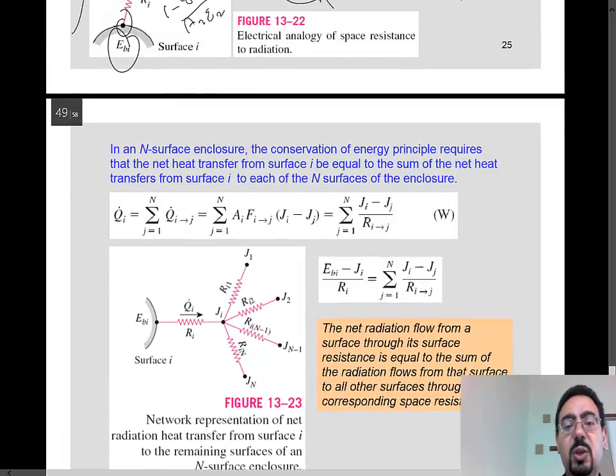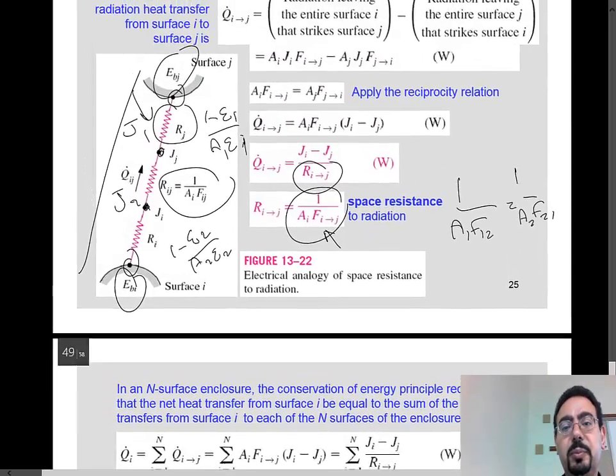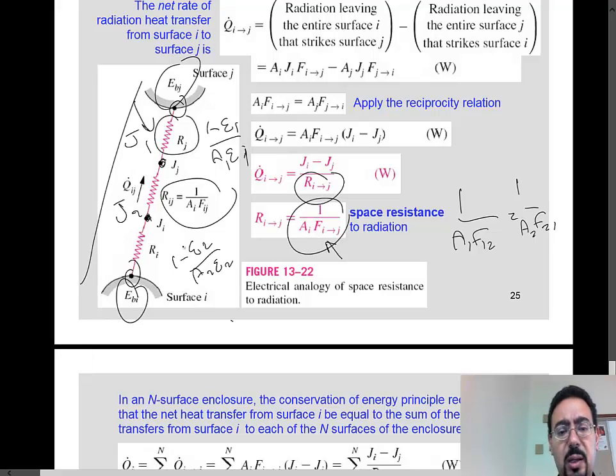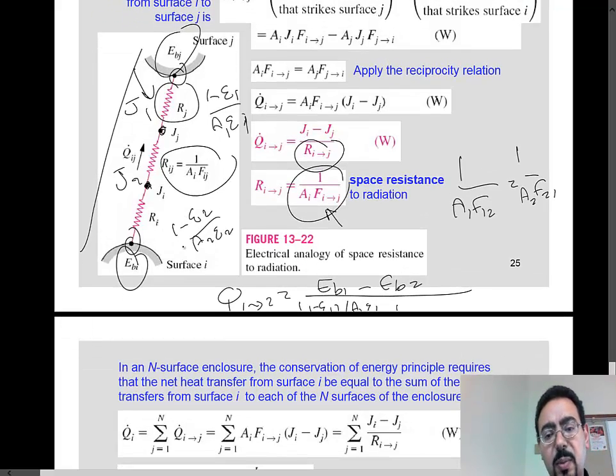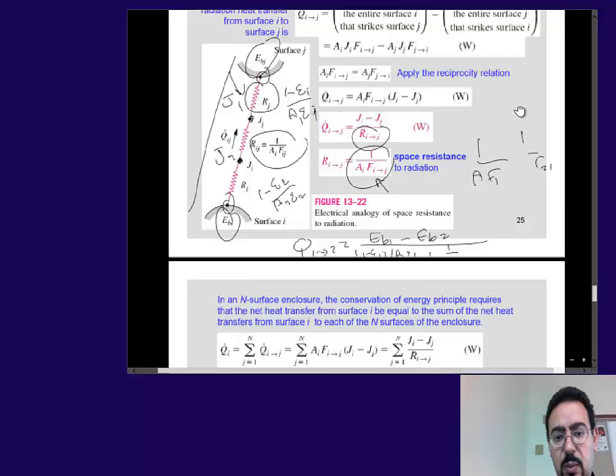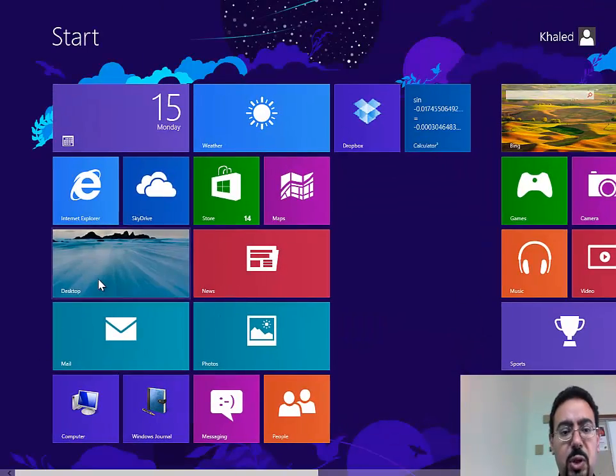I guess when you put it this way it's really complicated. So I would just say that Q1 to 2 is EB1 minus EB2 over the first resistance, (1 minus epsilon 1) over (area 1 epsilon 1), plus 1 over A1... Actually, I don't have the pen. I cannot touch it. This is bad. Let me just open the page here for you.